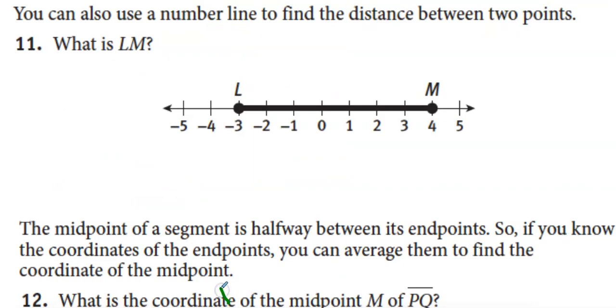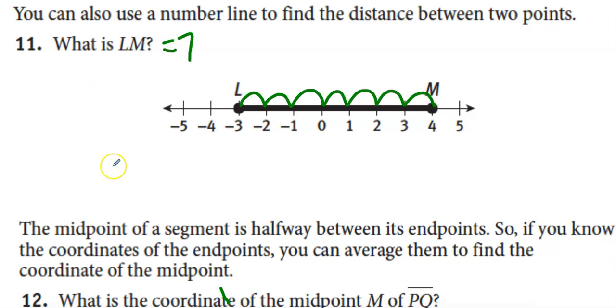All right. So we can also use a number line to find the distance between 2 points, kind of like a ruler. So if I'm trying to find the distance between L and M, I can just physically count with this ruler. So 1, 2, 3, 4, 5, 6, 7. So that distance is 7.